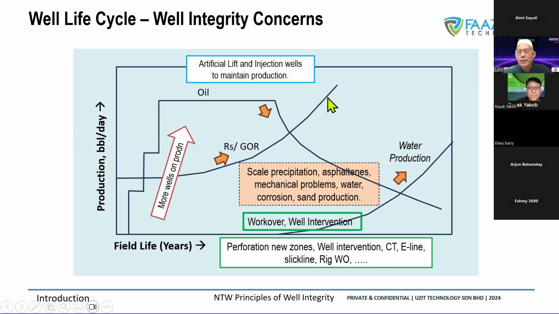So you have more gas. Gas also comes with some corrosive elements like CO2 and H2S. They will cause damage to your well integrity. So from this graph, the conclusion is that as you flow the well for a period of time, the question of well integrity becomes a nightmare.